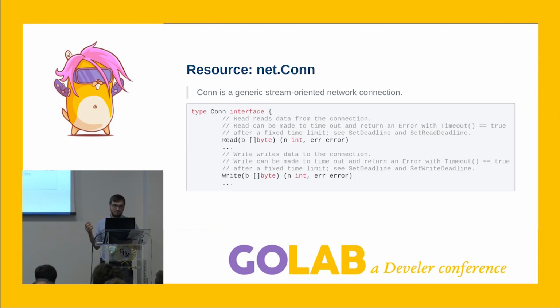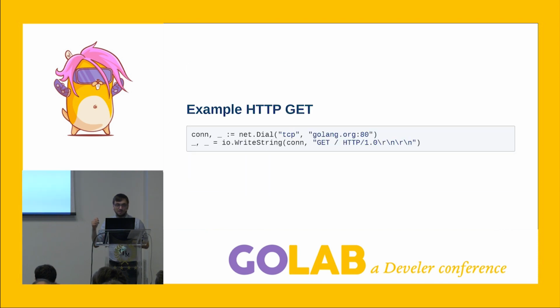Network connections. There's this net.Conn interface. It requires a Read and Write method on the implementations. So if you are, for example, creating a connection with net.Dial, you can then have something where you can write to, like standard out or a file, you can write to a connection. And here I'm using a utility function called io.WriteString and just make an HTTP request manually.